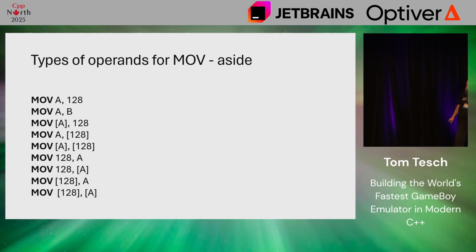Okay, since you all understand it, which one of those don't make sense? Anyone? Yes? The fourth from the bottom, yes. How could you move a register into a constant? That's insane. Any others?